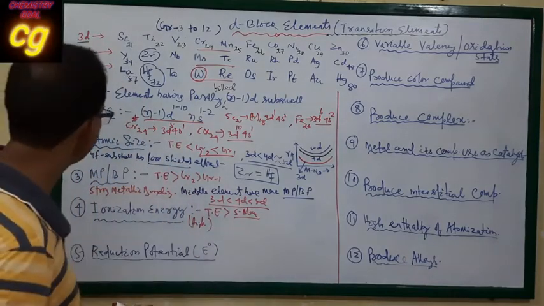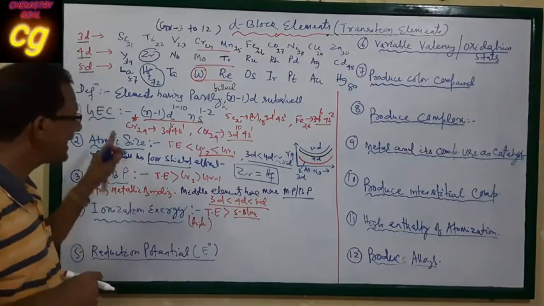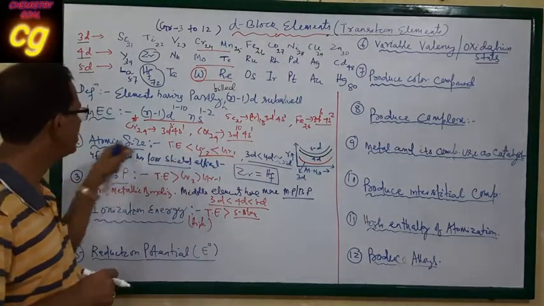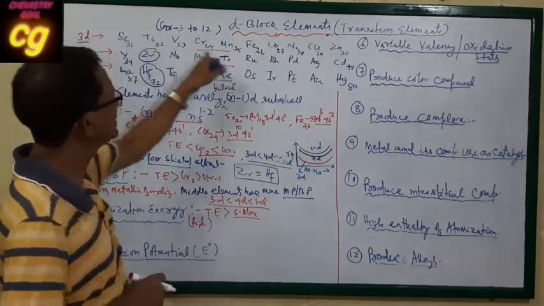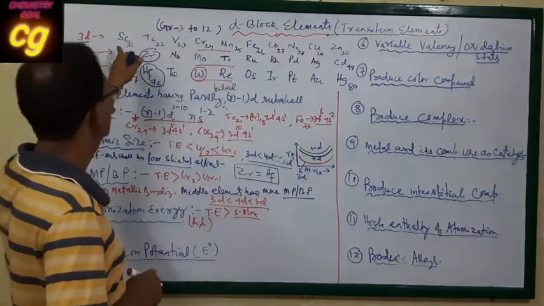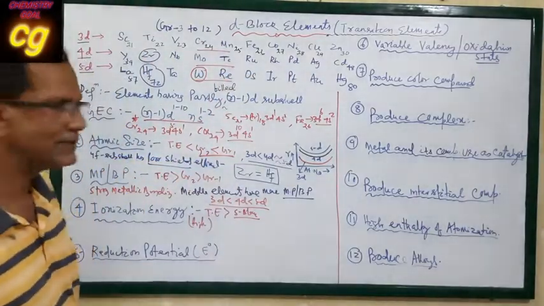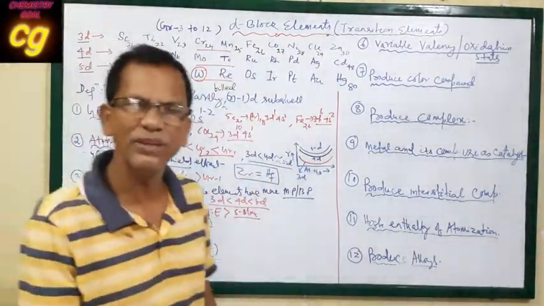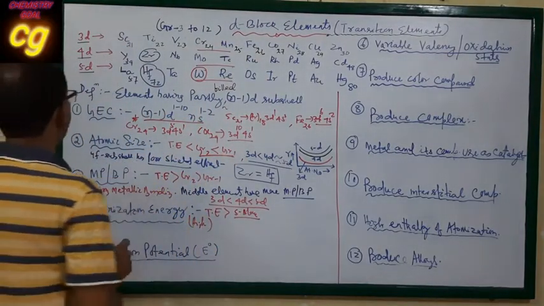High ionization energy, high melting and boiling point. Okay. Then another thing you should remember: the size. No doubt size decreases from left to right, but the size difference between the elements is very less. This is a very important thing regarding the size.